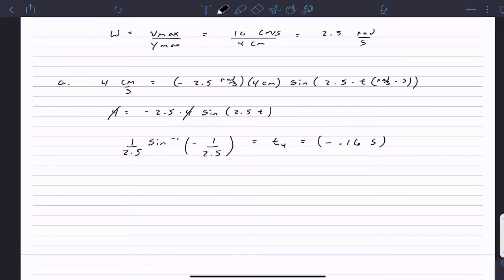What I want to do is just take it to be positive. I'll show you what I mean. We want to know what the position is at this time. That's pretty much what we're after. We found the time when the velocity is 4 centimeters per second, so we plug it in and find the position. What position is it at that time? That's equal to 4 centimeters cosine of 2.5 times negative 0.16.